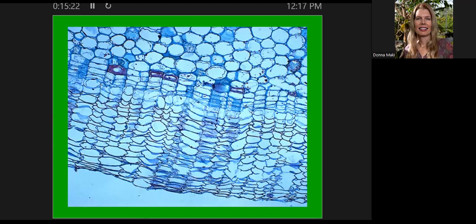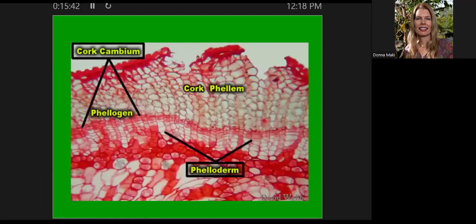So here you're seeing layers upon layers of cork. So these more squished cells are the cork. And then the cork cambium is roughly in here. Let's see, close. And then the roundish cells, those are the parenchyma cells. And so here, this one's labeled. So you have the cork cells to the outside of the cork cambium, and then parenchyma cells to the inside.